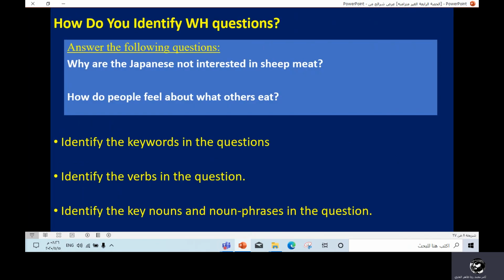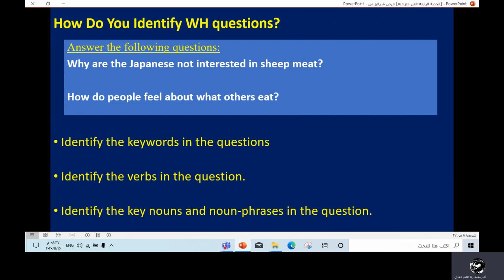Now let's move to the second type of questions in reading comprehension, the productive questions. How do you identify WH questions? Well, if you have questions like these: why are the Japanese not interested in sheep meat? Or maybe how do people feel about what others eat?